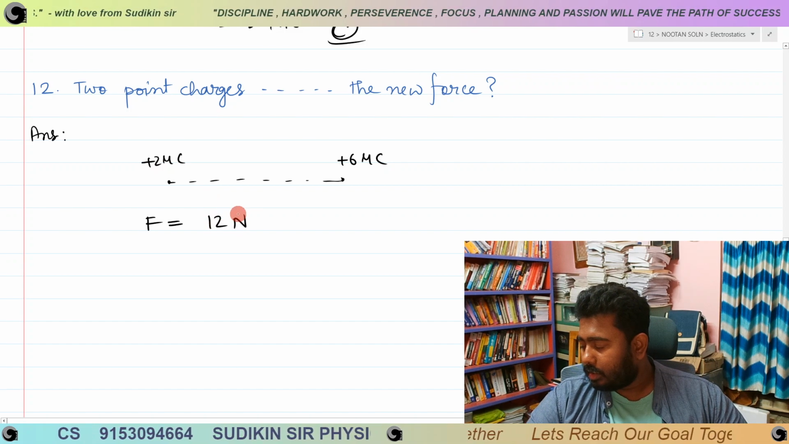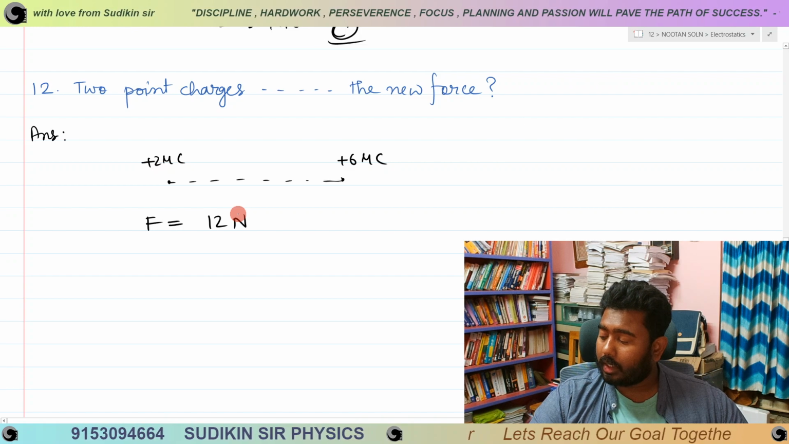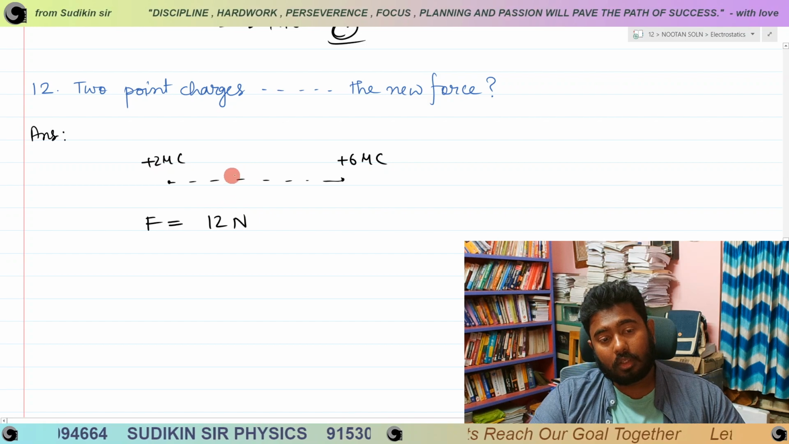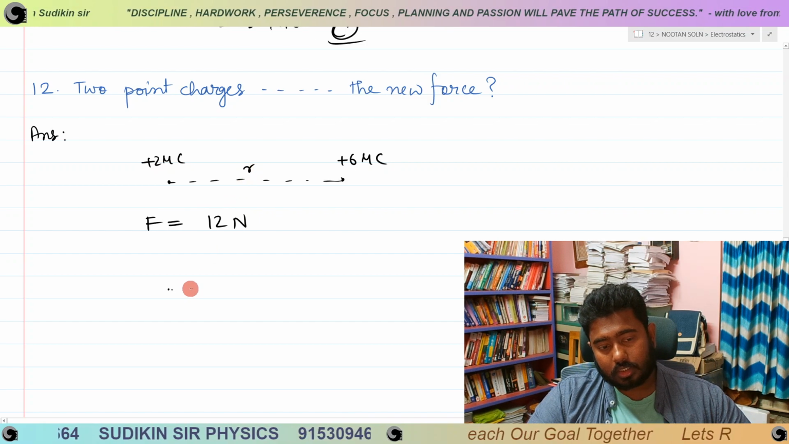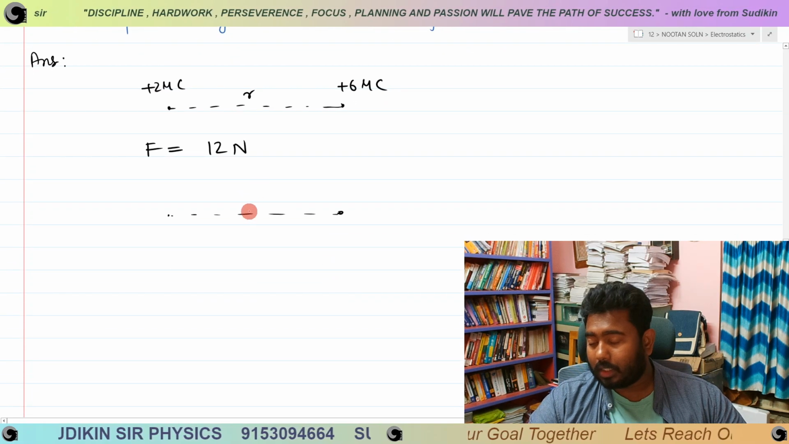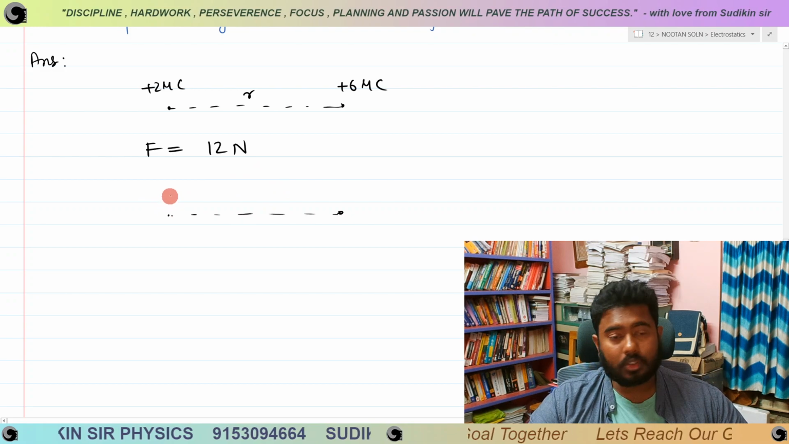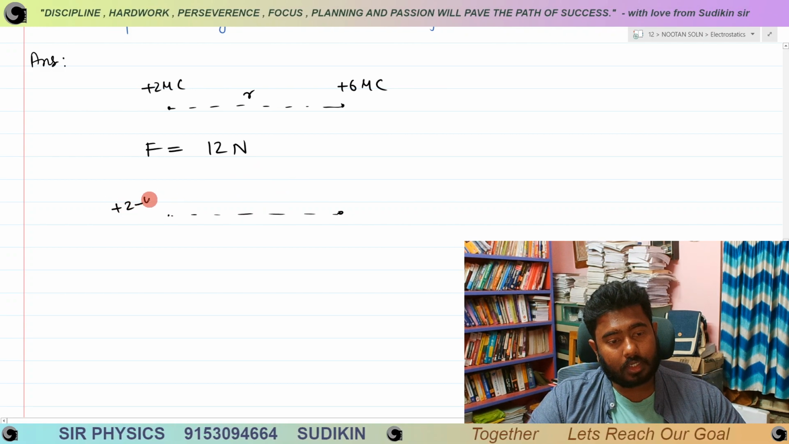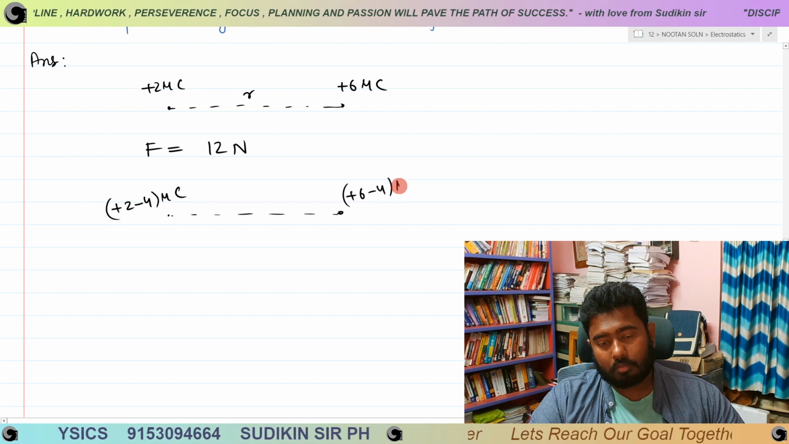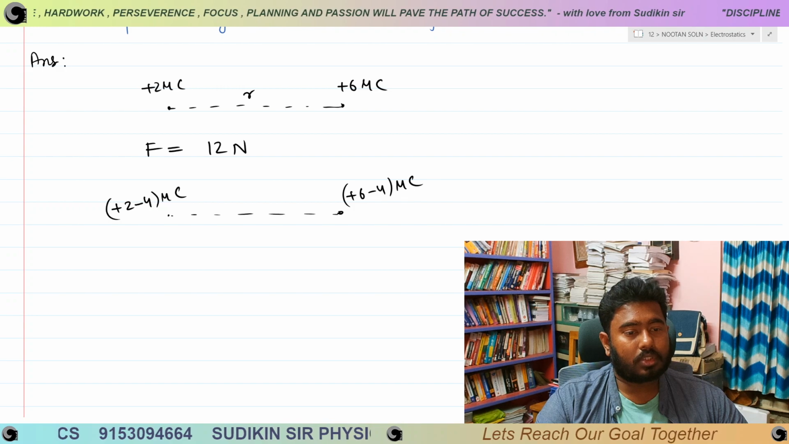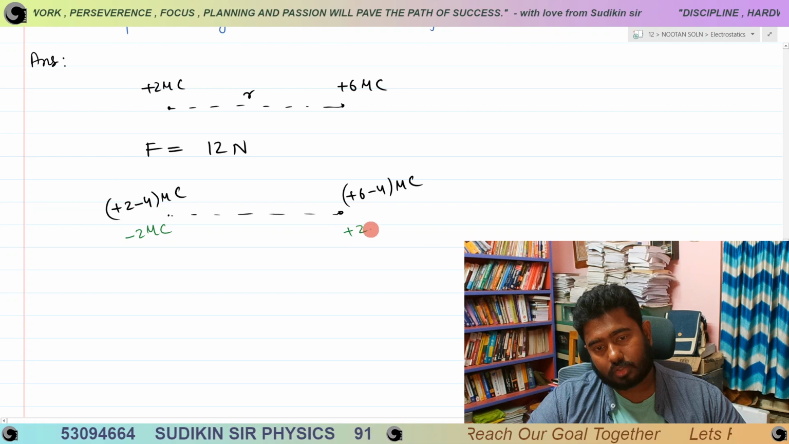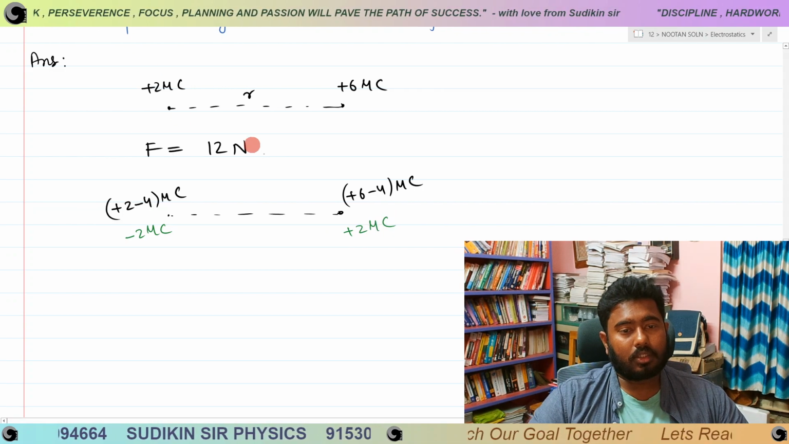Now they are saying if each is given an additional charge of minus 4 microcoulomb, then what will be the force? Now if this distance is r, they are not changing the distance r. They are keeping the distance the same, but adding minus 4 microcoulomb to each charge. So this will be plus 2 minus 4 microcoulomb, and this will be plus 6 minus 4 microcoulomb. So this one becomes minus 2 microcoulomb, this one becomes plus 2 microcoulomb, and the distance is the same.